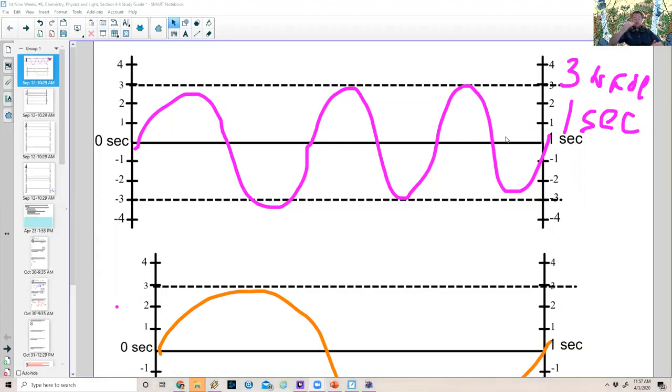So I have 3 waves on top. That's 3 waves in 1 second versus the bottom, 1 wave in 1 second. Well, you can see the difference in the number of waves in 1 second compared to each other. You can also see a difference in the wavelength.